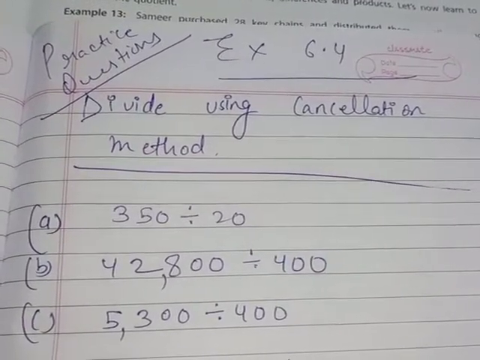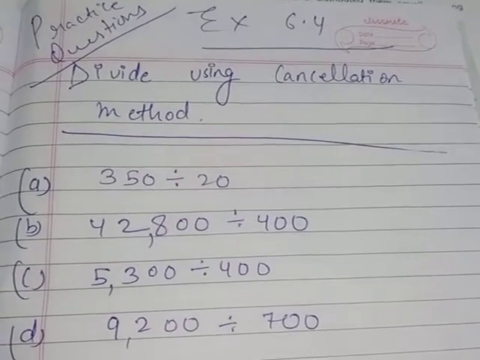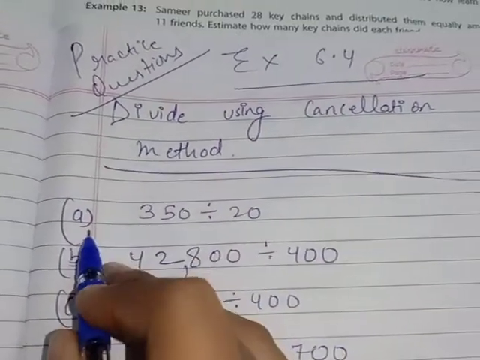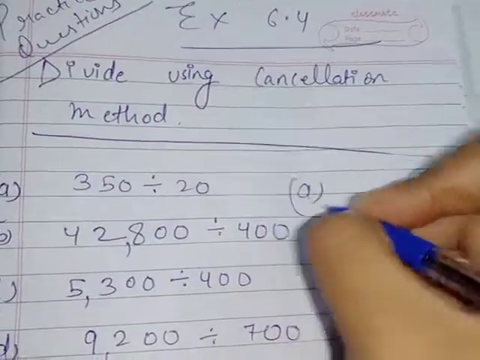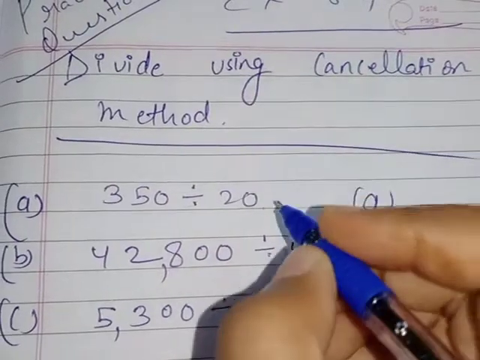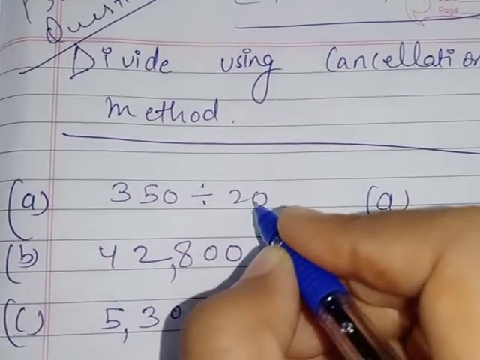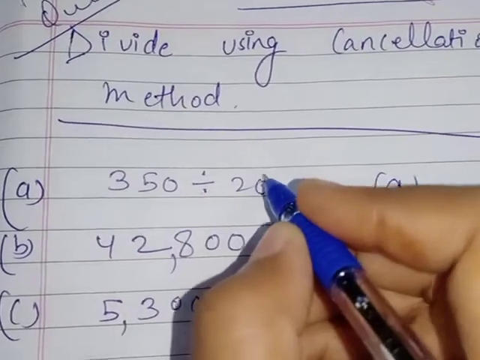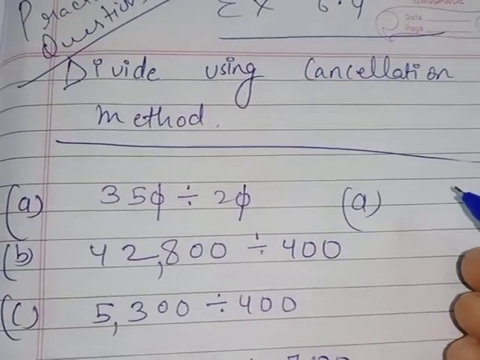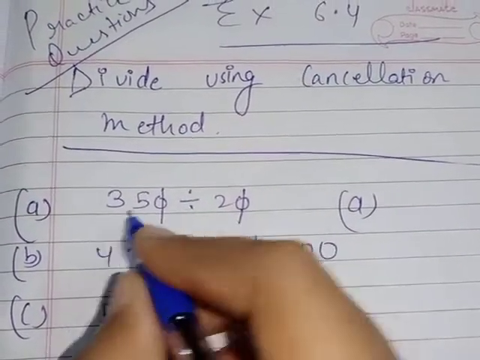Divide using the cancellation method. How to solve using the cancellation method? I have already explained it before, but once again I'll explain here. Suppose A, I am solving. The question is 350 divided by 20. First of all, if the 0 in the ones place is given in the divisor and also in the dividend, those two zeros we will simply cut with each other. And then the remaining divisor and dividend we will solve.